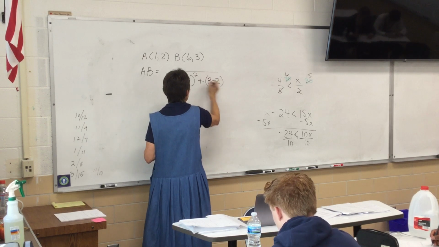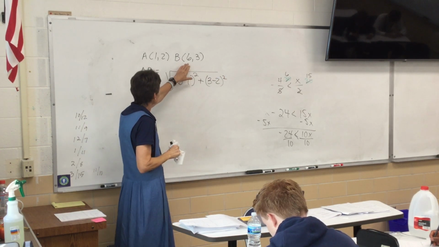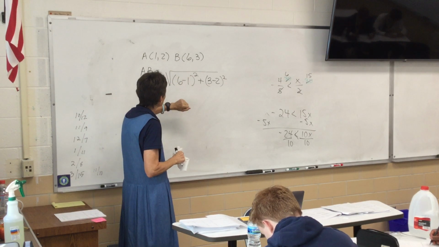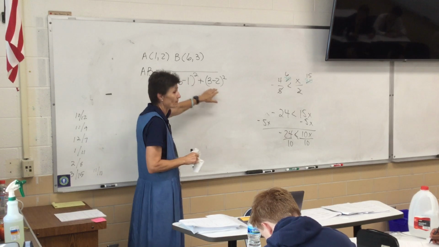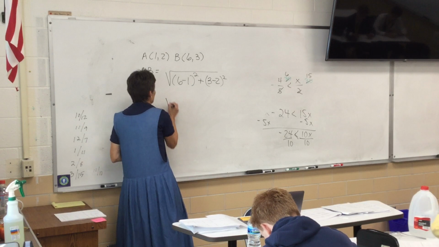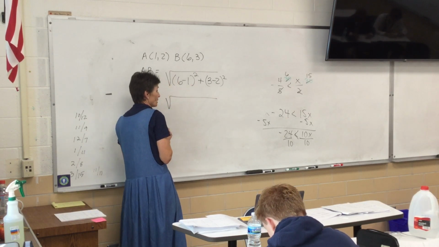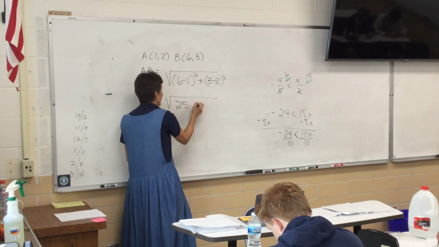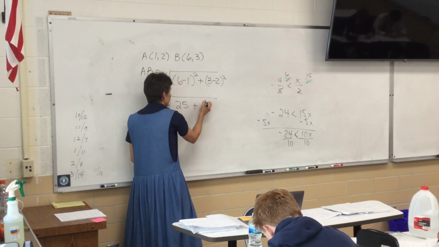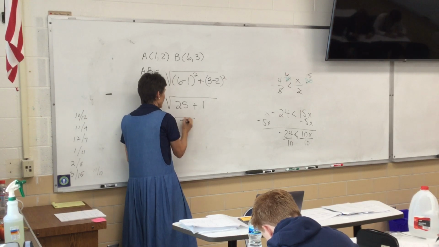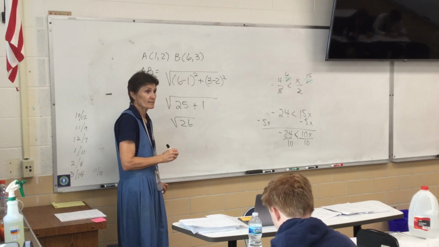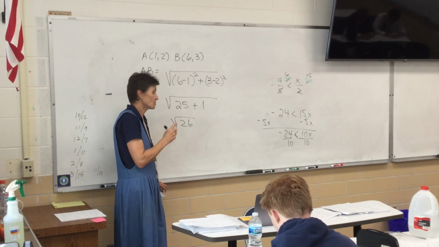3 minus 2 squared. So remember, we take our x's, and you can do it in either order. I did 6 minus 1, and I squared it. And then I'm going to do 3 minus 2, and I'm going to square it. And then I'll just do the arithmetic now. So what's 6 minus 1? Squared is 25. 3 minus 2 is 1. Squared is 1. So the square root of 26. You can't reduce that. So the answer is just root 26.